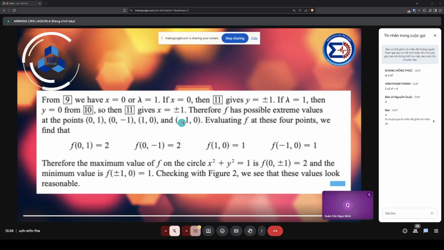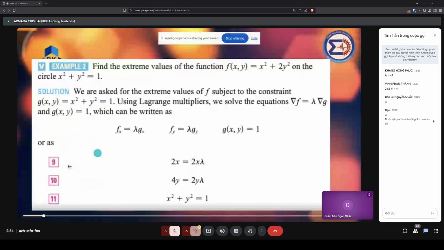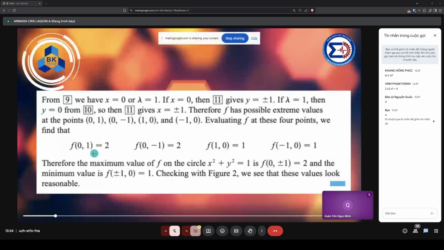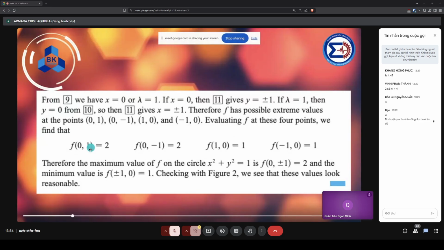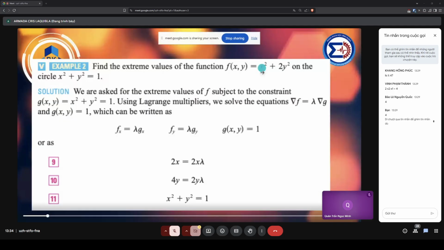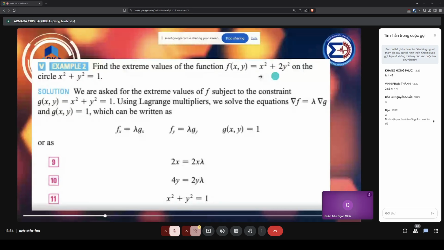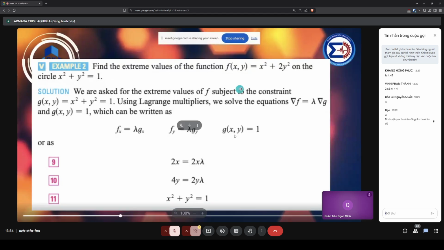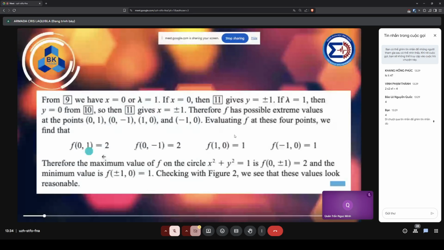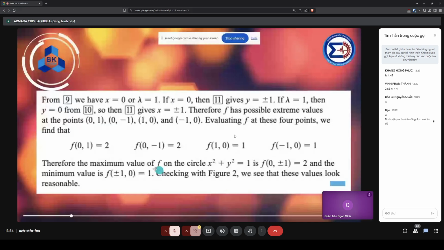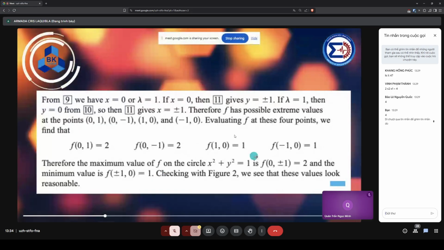And I'll substitute these 4 points into the function f. So let's try 0, 1. Your y is 1, and then your x is 0. So here, x is 0, this is 0. Now when y is 1, 1 squared is 1 times 2. So f of 0, 1 is 2. The f of 0, negative 1 also is 2. The f of 1, 0 is 1. The f of negative 1, 0 is equal to 1.